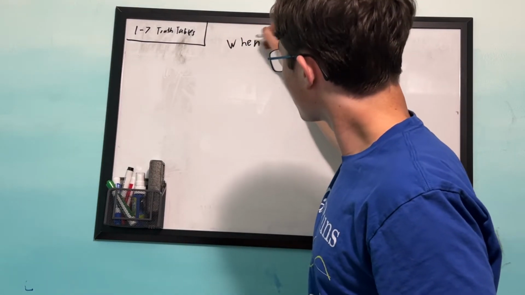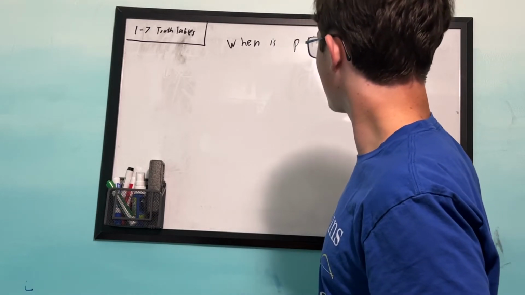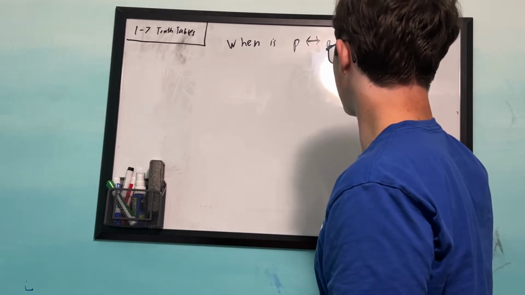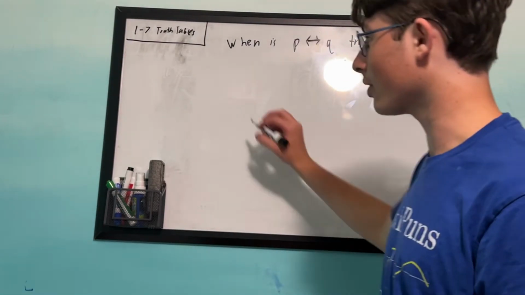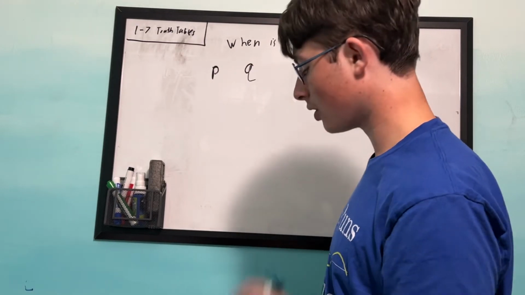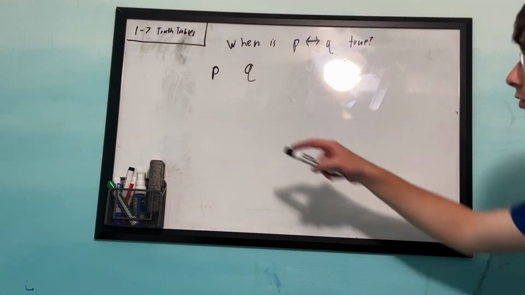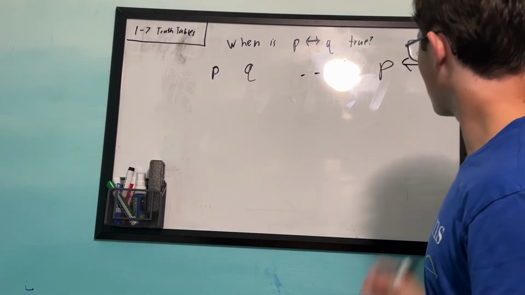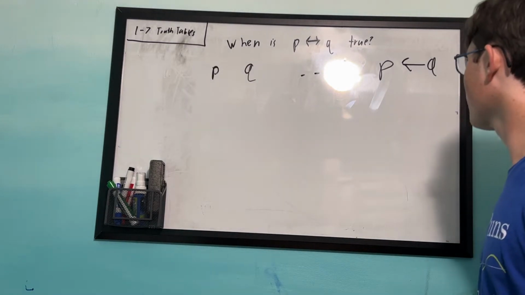when is p if and only if q true? Well, we can use the truth table to figure this out. We have to have our p column for when p is true or false, q column for when q is true or false, and then we're going to want to expand out and figure out what else we would need to do to finally have p if and only if q.